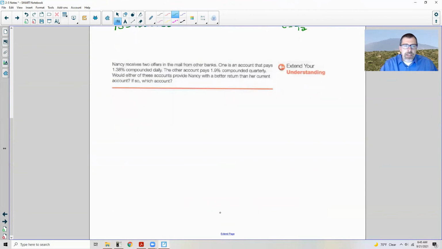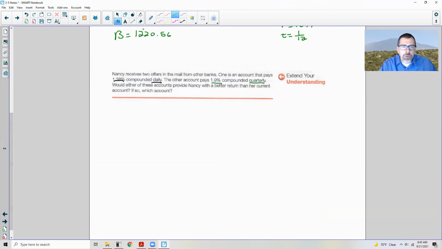Okay, so now it says Nancy receives 2 offers in the mail from other banks. One is an account that pays 1.38% compounded daily, and the other account pays 1.9% compounded quarterly. Would either of those accounts provide Nancy with a better return than her current account? And if so, which accounts? So let me scroll back up so we can see how much she would end up with here. And now we're going to do these 2.